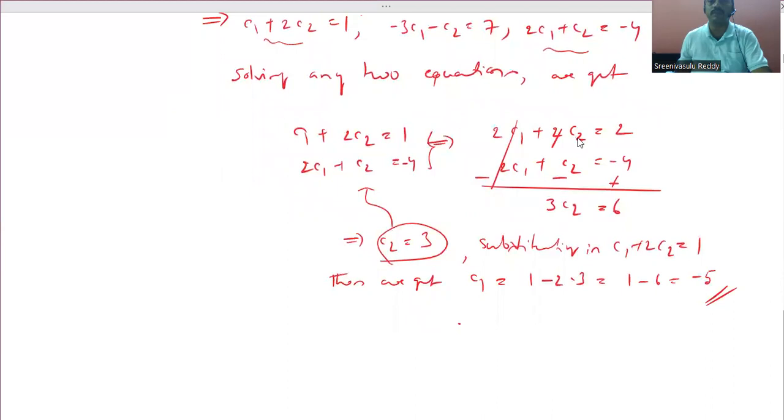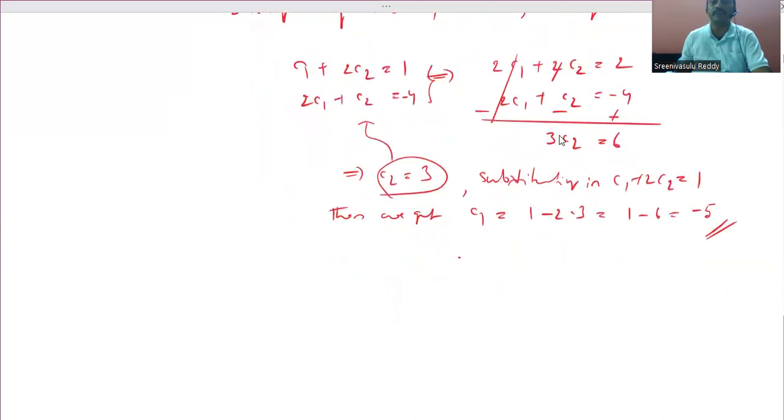2C2 plus 4C2 equal to 2. Minus C2, not minus, 2C2 plus 2C1 plus C2 equal to minus 4. Subtracting these two, this is 0, 3C2. Here 4 plus 2, 6. C2 is at least 3, 2. So I made a mistake. That's why we get a wrong answer for C2.